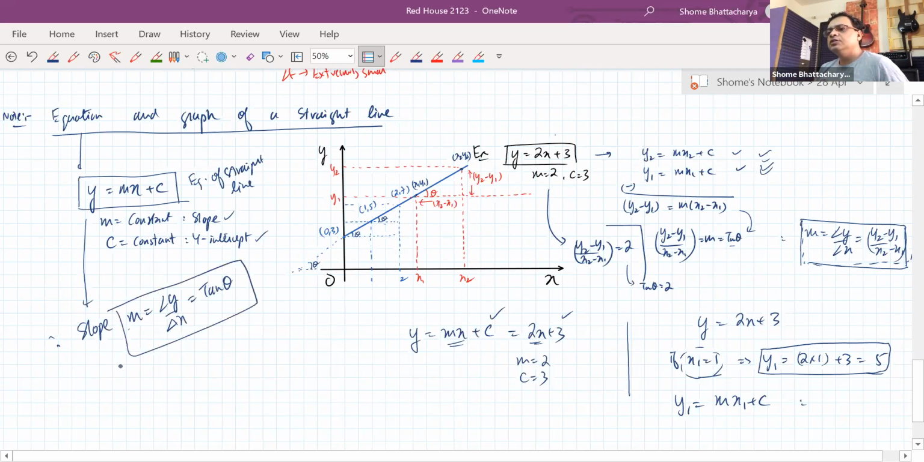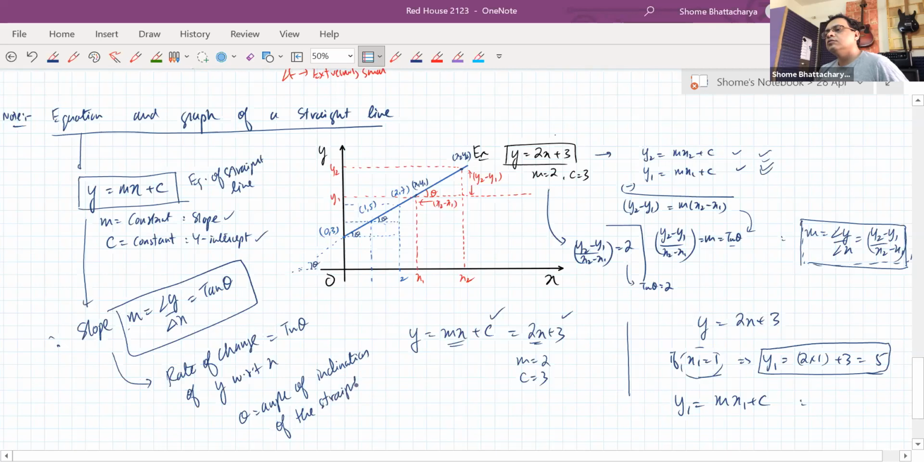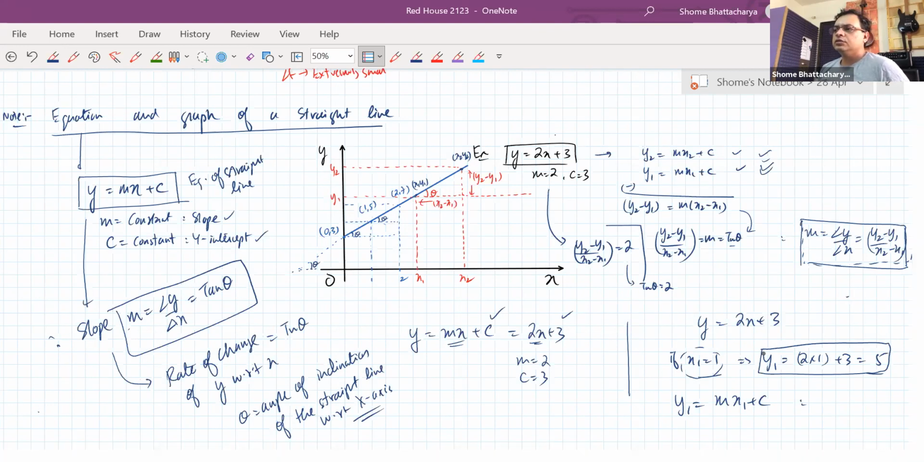So in other words, we say that the slope equals the rate of change of y with respect to x, which equals tan theta, where theta is the angle of inclination of the straight line with respect to the x-axis. Okay, so this is part of the definition of a straight line in coordinate geometry, something that I'm sure most of you have studied at 9th, 10th level. You are aware of this, right? Any doubt with this, please let me know first.